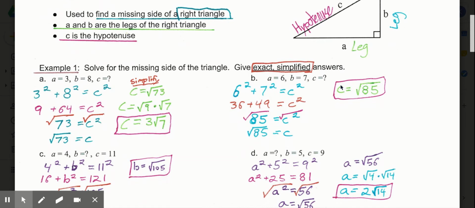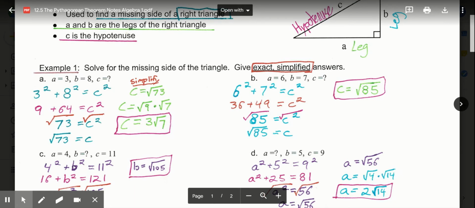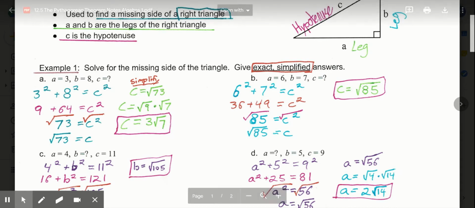In example 1, they simply ask, solve for the missing side of the triangle, give exact simplified answers. Meaning in this section, exact simplified answers mean no decimals, so we write it as a simplified radical or a simplified radical expression. If we look at A, we were given the length of a is 3, b is 8, and c is what we're trying to figure out.